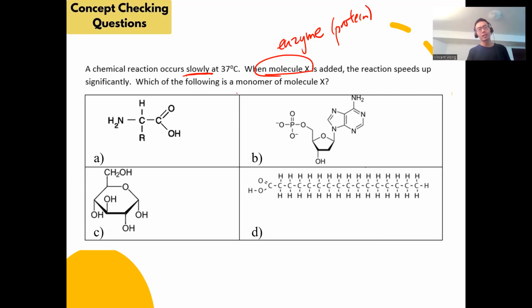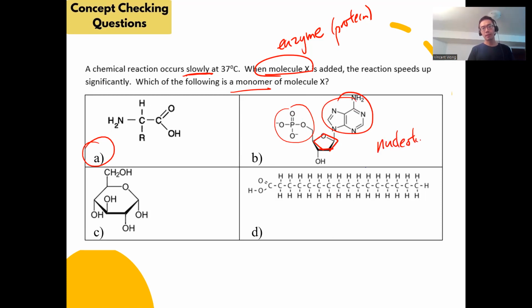Which of the following is the monomer of a protein? Protein is made up of amino acids, and you should recognize which one is an amino acid. That's the amino acid. The answer is A. This one is a nucleotide: we have the phosphate, the sugar, and the nitrogen base. And this is some kind of monosaccharide.